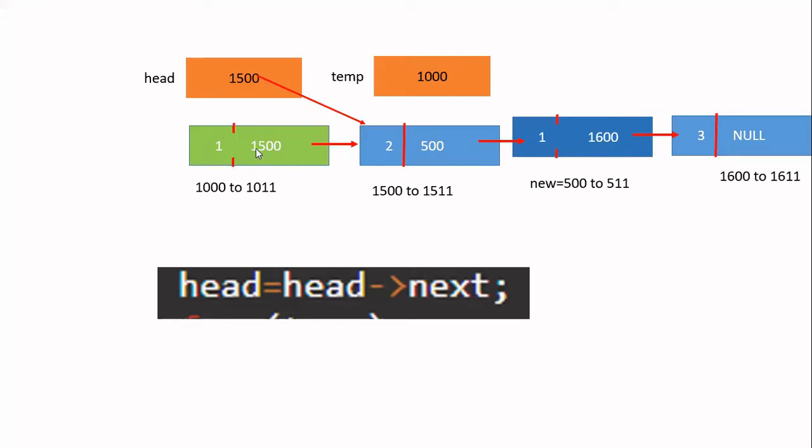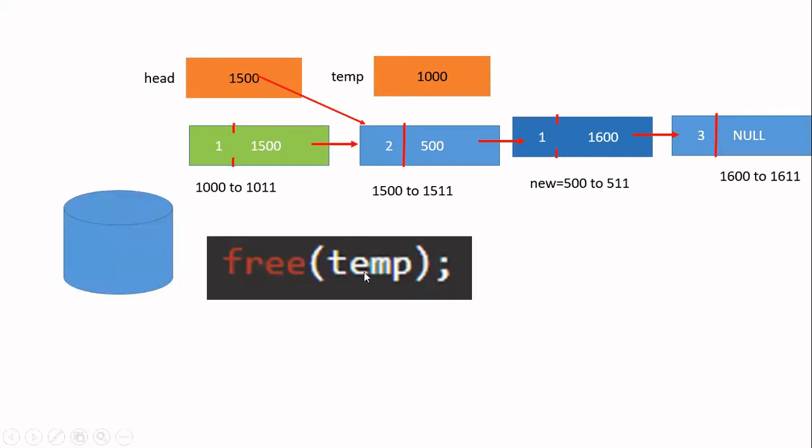Where is the starting address of this block available now? Previously it was in head, but now we changed the head. Now where is this 1000 available? If you see the diagram, it is available in temp. For that only we copied head in temp. Now you have to release this memory by means of free. So I am going to call now free of temp. That is the next step. In the next step, I am writing free of temp.